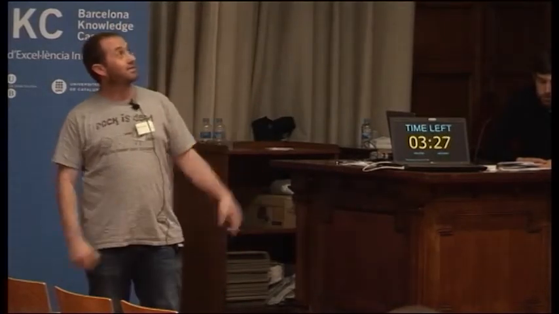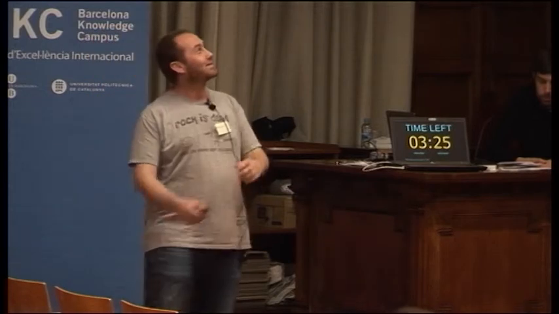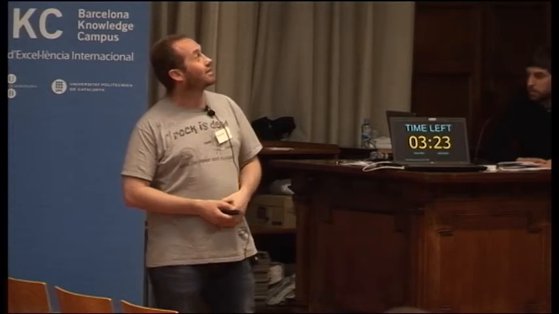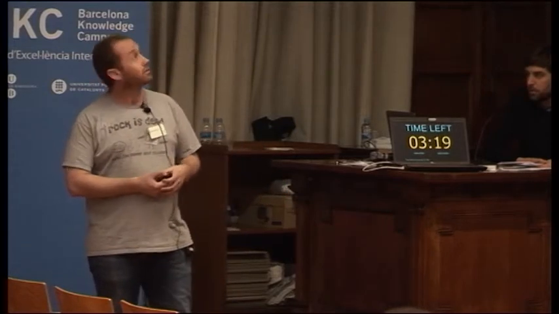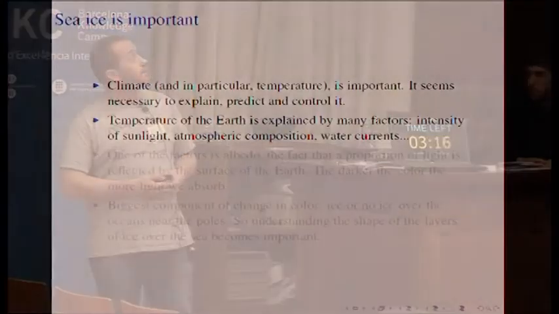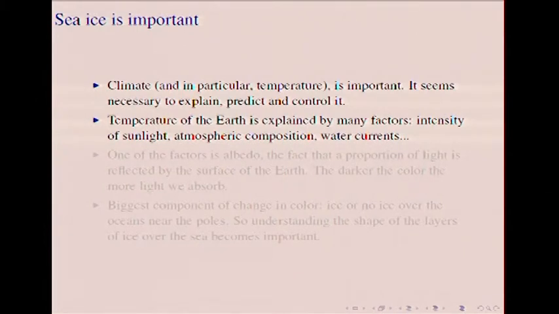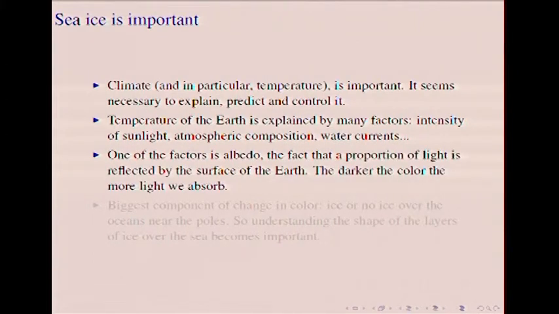So climate is important. I guess that everybody will understand that, but it seems necessary to explain it, predict it, and control it, and in particular to predict temperature. The temperature of the Earth is explained by many factors. The main one being the intensity of sunlight received, but also the atmospheric composition, the water currents, and the one that affects us in this case is the albedo. That is the percentage of sunlight that is reflected by the surface of the Earth.